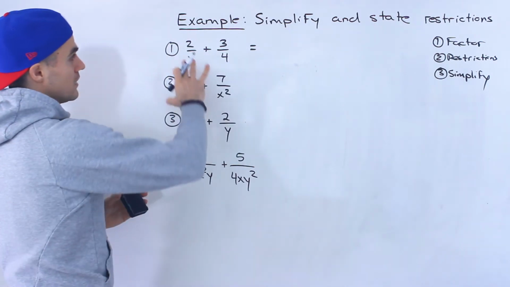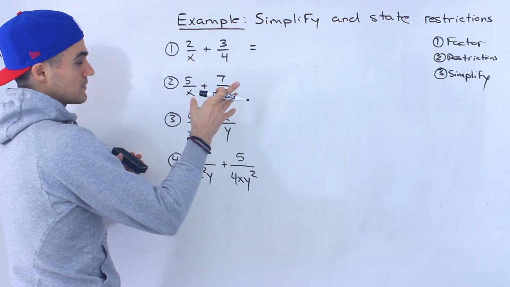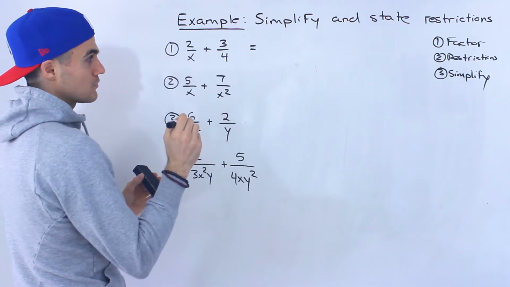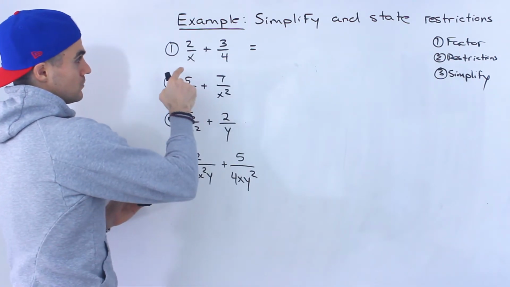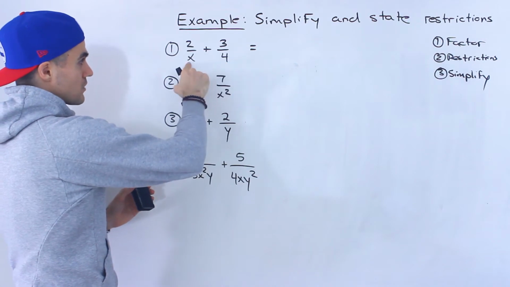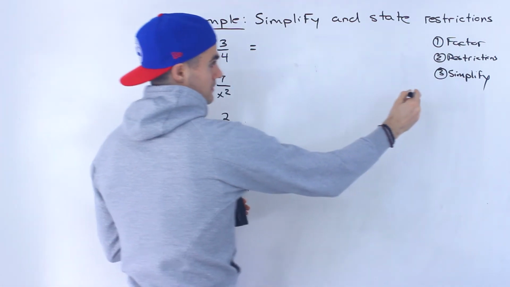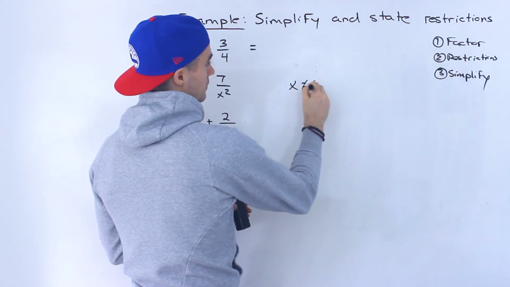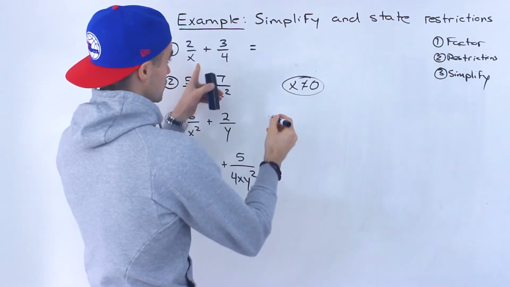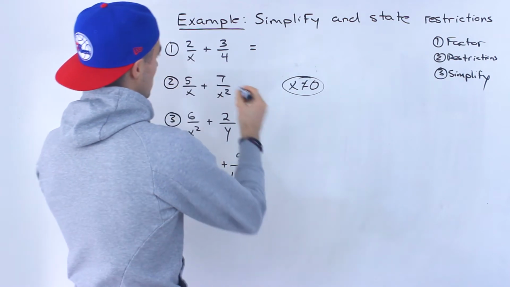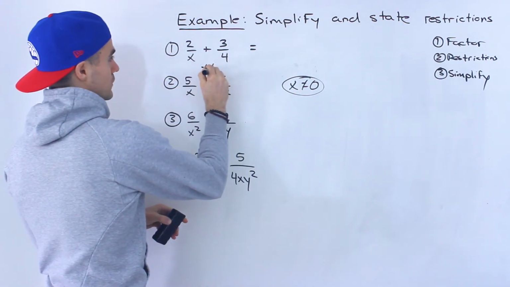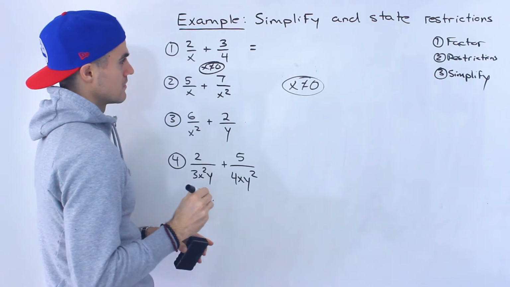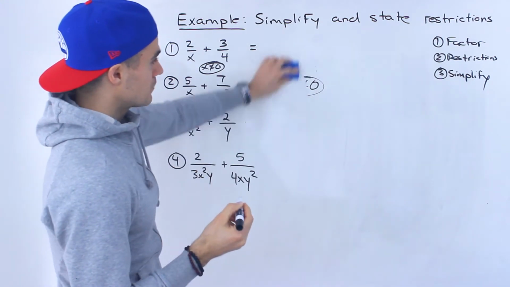So over here, notice we can't factor anything. And now we're going to get the restrictions. So 4 can never equal 0. Notice x. Let's write it over here. x cannot equal 0. That's basically the only restriction for this. Right? So I'm actually going to write that restriction over here. That's the only restriction.